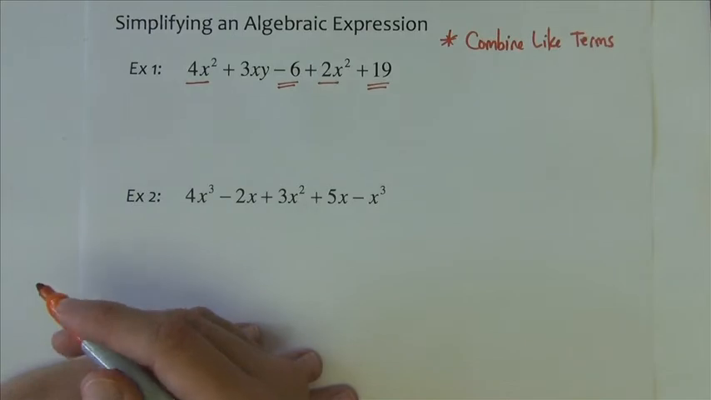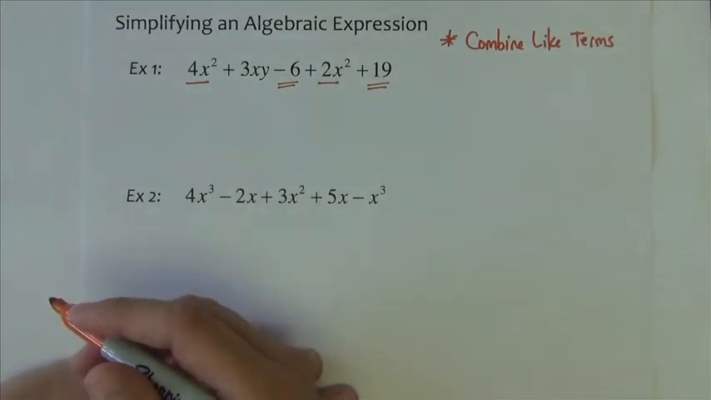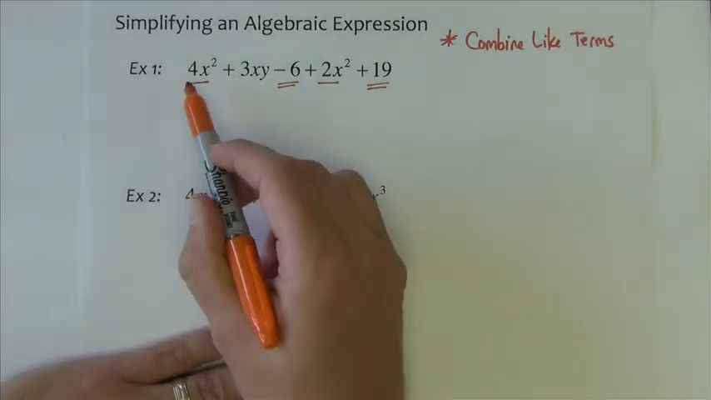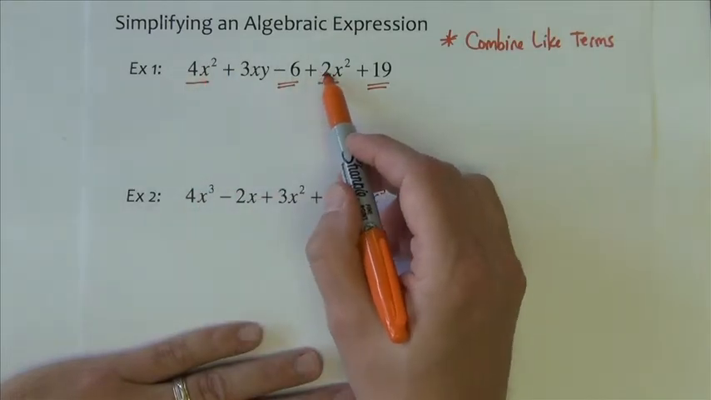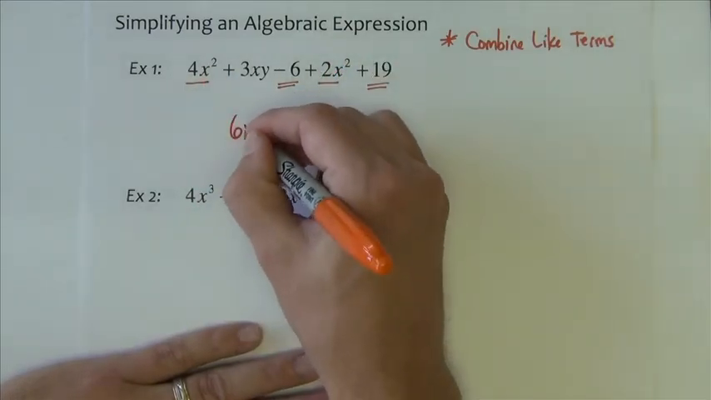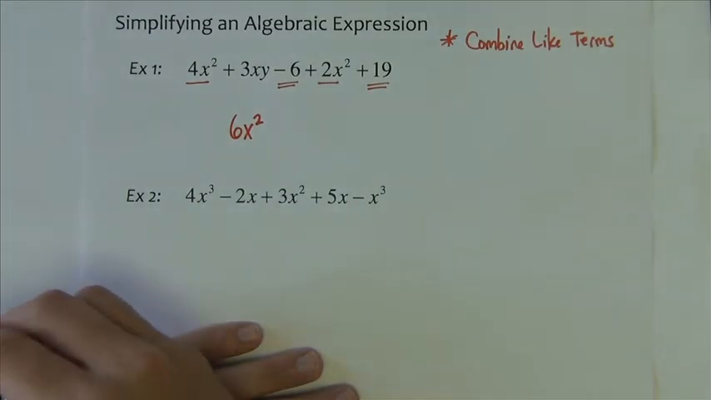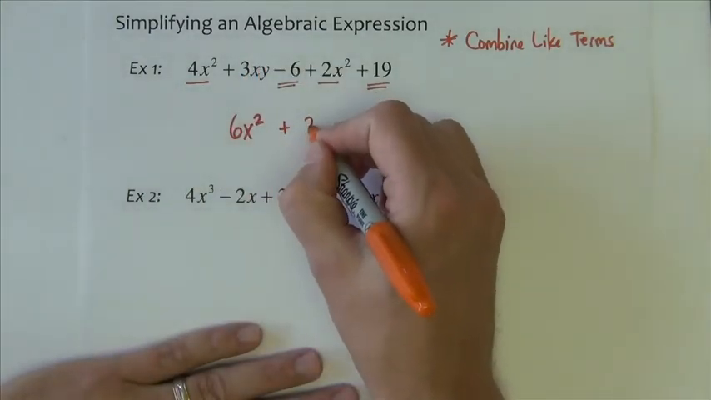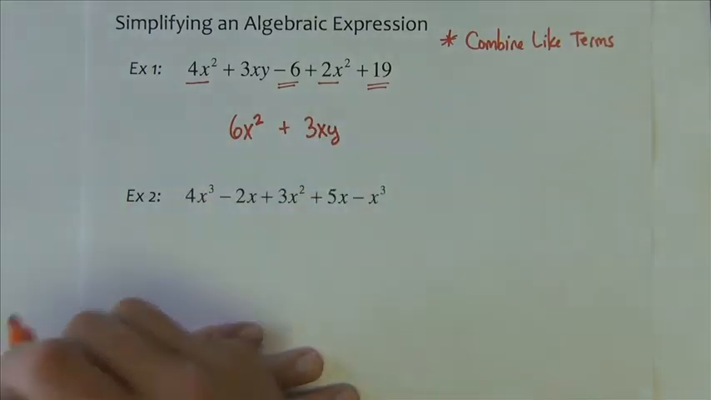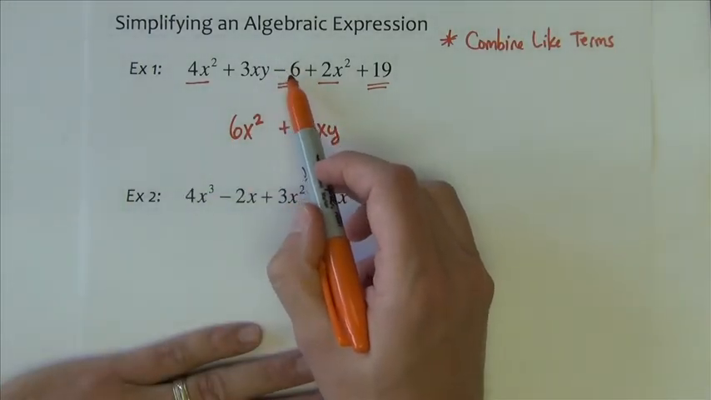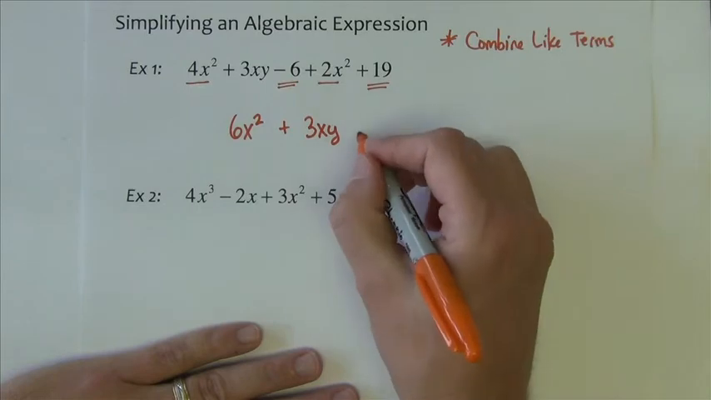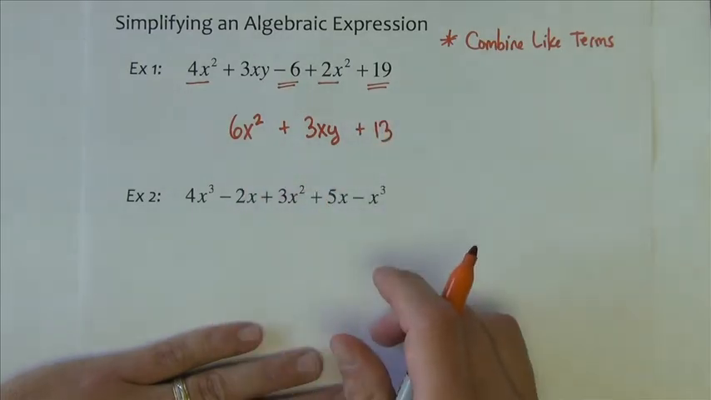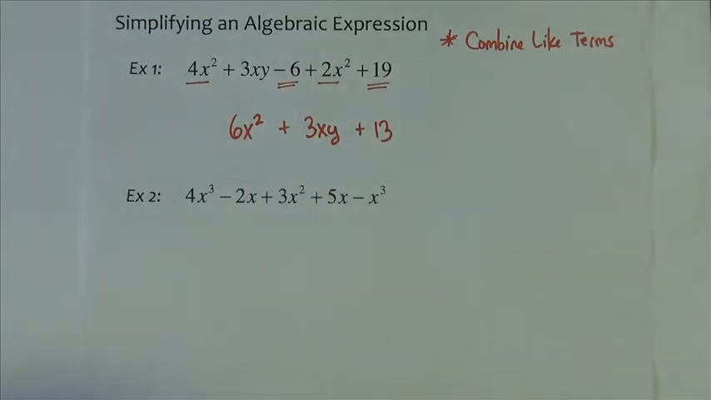So now we're going to combine the like terms. Combining the like terms, we just add or subtract the coefficients. So 4x squared plus 2x squared gives me 6x squared. I'm going to go ahead and throw this 3xy down next. And I've got a negative 6 and a positive 19, which comes out to positive 13. Okay, that's finished. I know it's finished when I have only one term of every type of term in the problem.